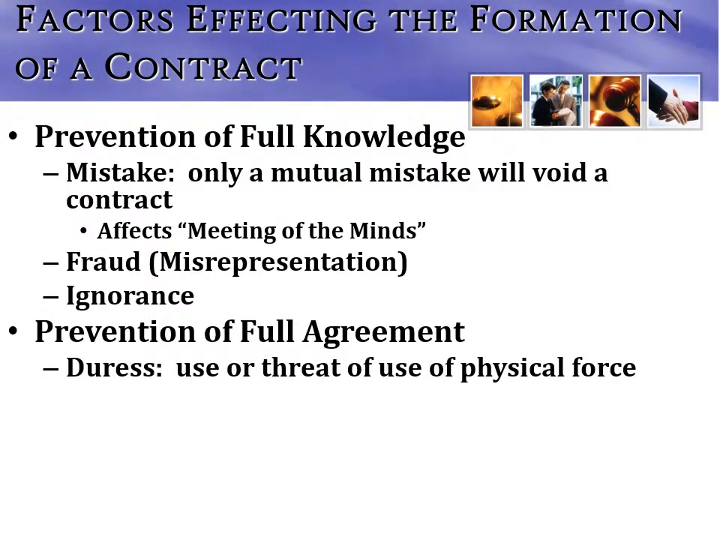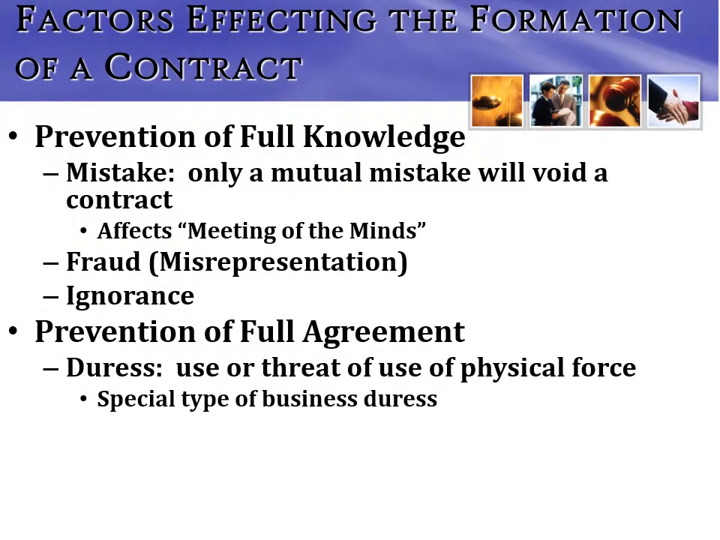Now, the second general category, besides prevention of full knowledge, is prevention of full agreement. The first of these is quite easy to understand. Duress. Sign the contract or I will splatter the contract with your brains. That's the use or threat of use of physical force. Holding the gun to your head. Obviously, we want people to contract, but we want them to contract voluntarily. We don't want them to be forced, like the shotgun wedding. We do not want them to be forced into contracting.